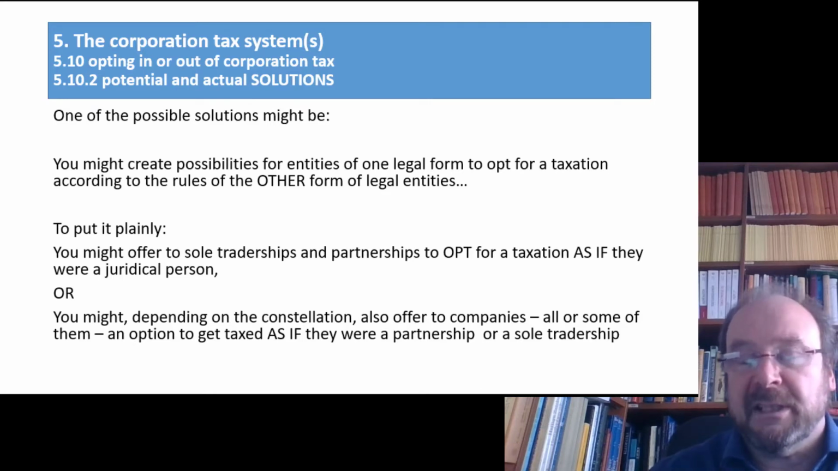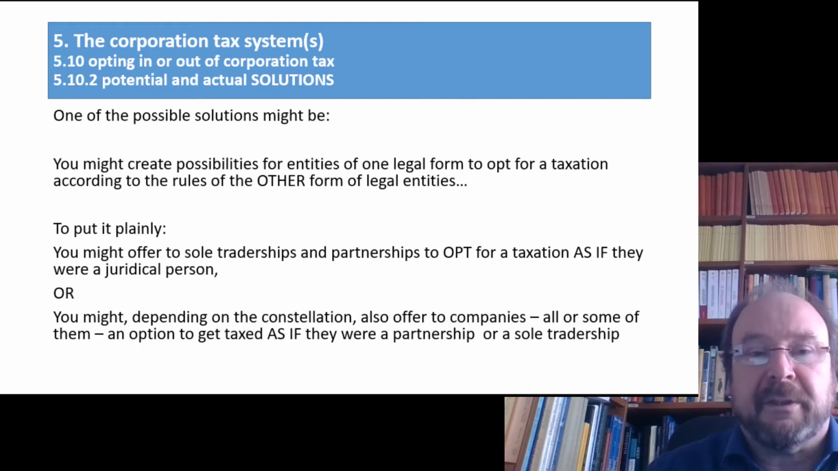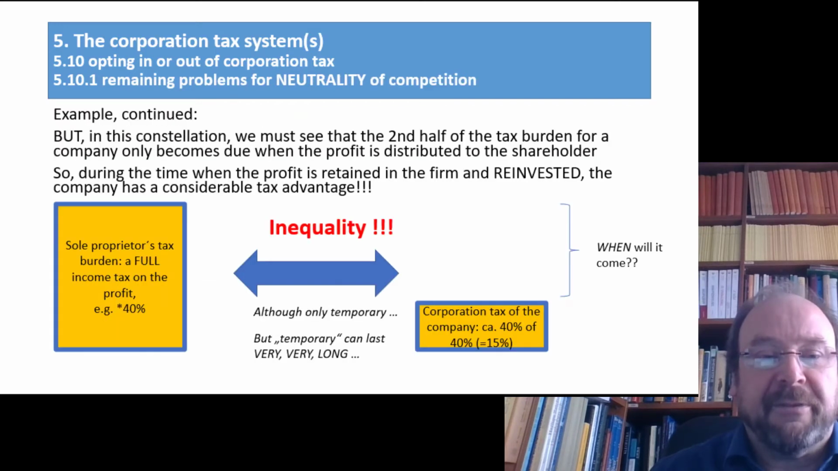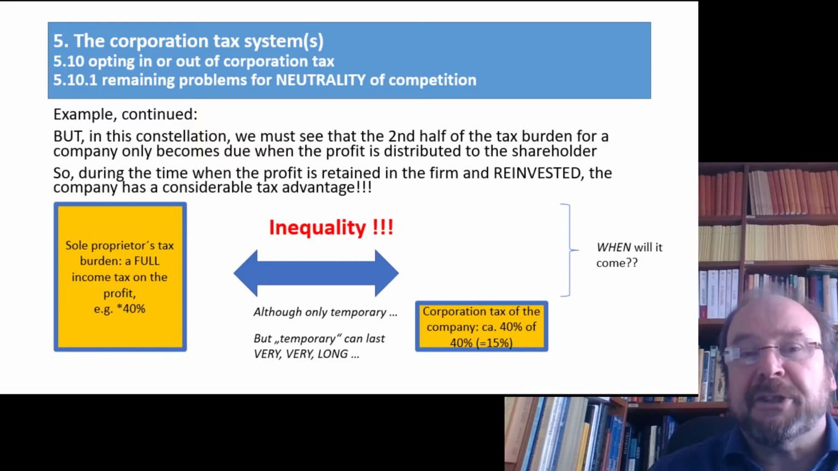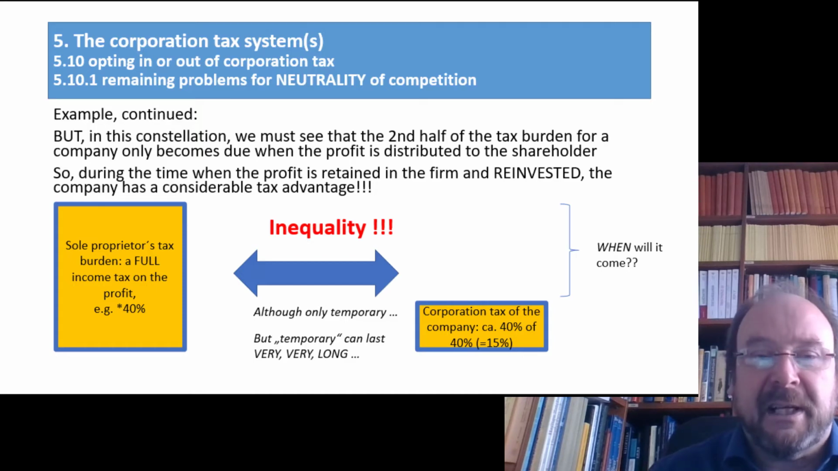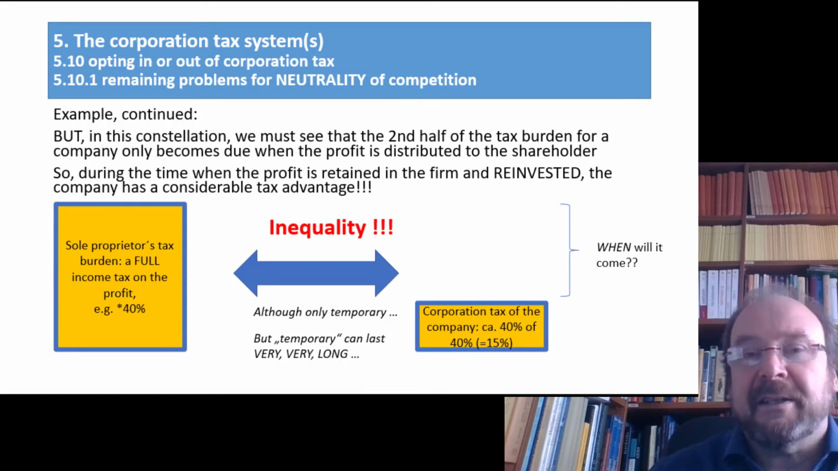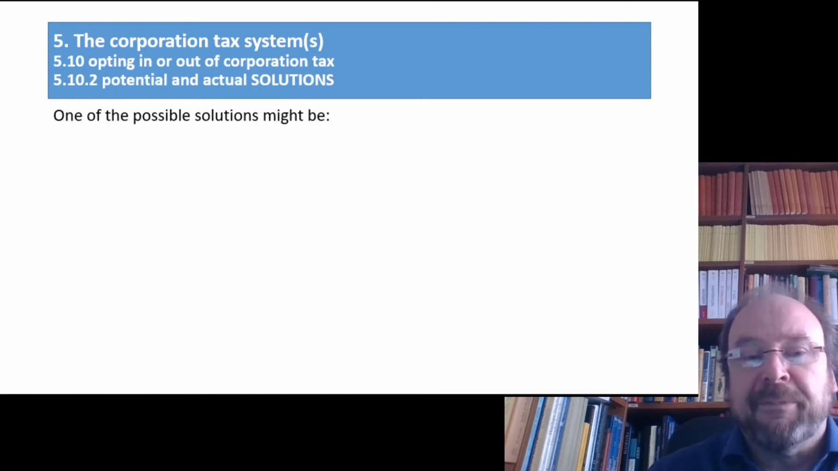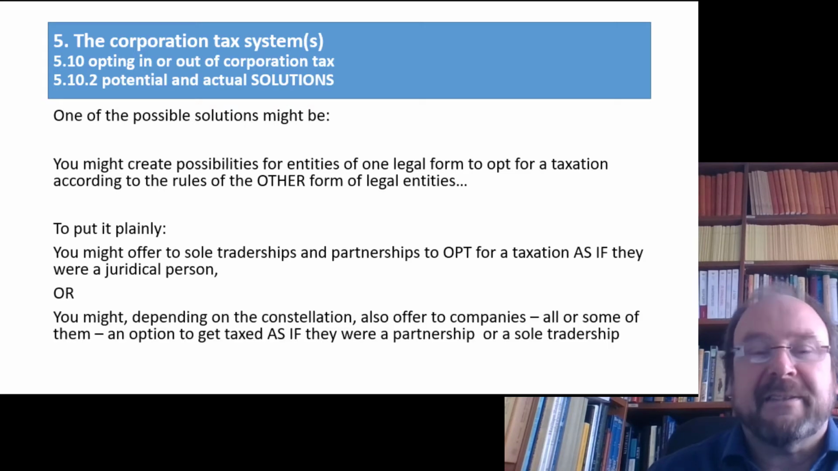If you are a company and you see that partnerships are better off, then you could also think about granting these people an option to opt as if they were a partnership. That depends on the legal circumstances and surroundings. In Germany, you see, the bias is in favor of the corporations. So here, an option only makes sense if you grant it to the partnerships and sole proprietors. In other states where perhaps the corporation tax is still higher, plus dividend or so, still higher than the income tax for a sole proprietor, the other way around might make sense. So to offer companies a way to be treated as if they were partnerships.